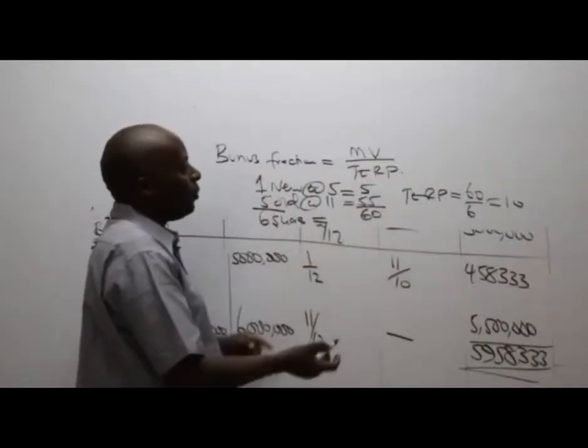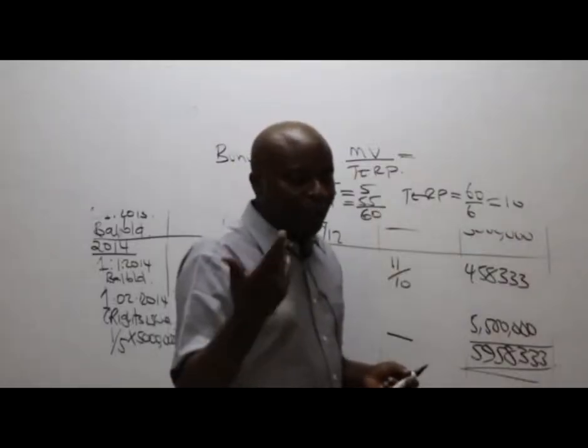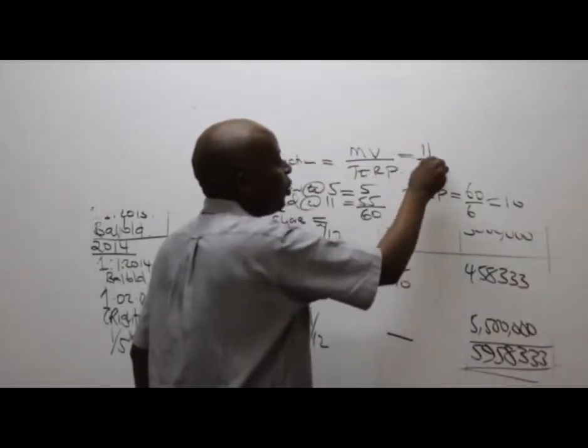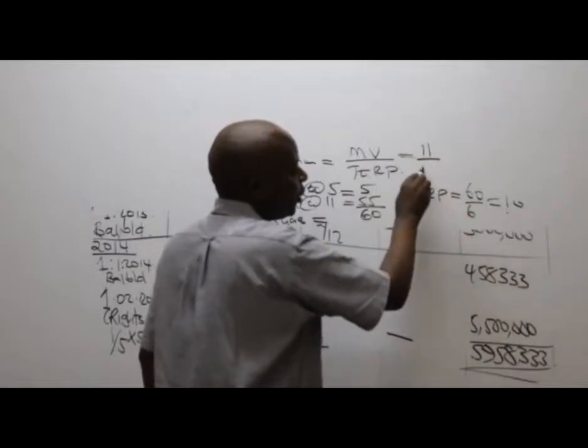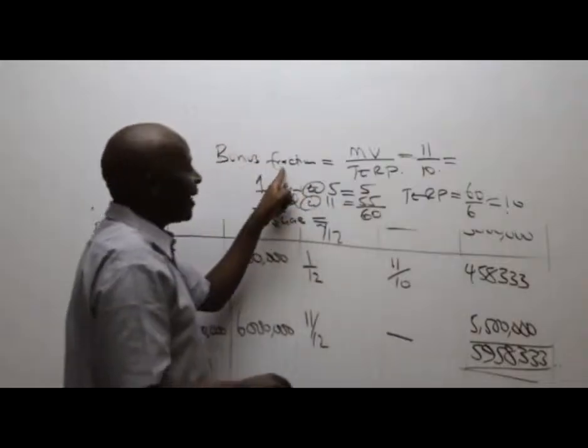The bonus fraction here will be equal to the market value of the old shares, 11, all over the theoretical ex-rights price, which is 10. Don't tell me it's 1.1. We are calling it a fraction.